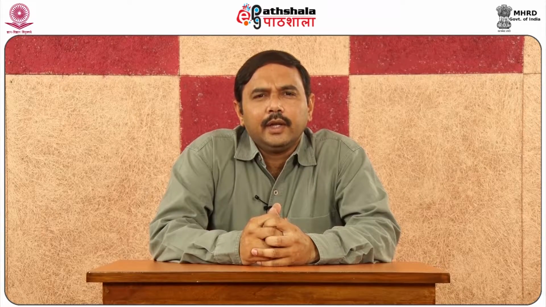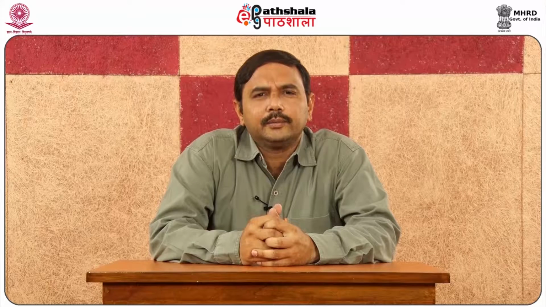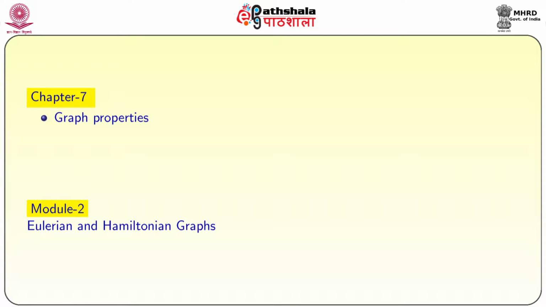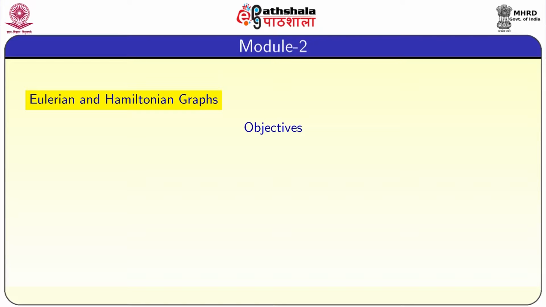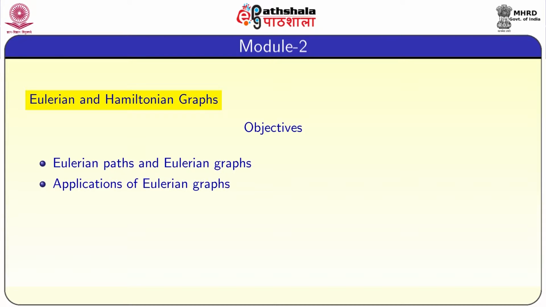Euler gave a necessary and sufficient condition for a graph to be an Eulerian graph. In this module, we are going to discuss Eulerian and Hamiltonian graphs. The learning objectives of this module are Eulerian paths, Eulerian graphs, applications of Eulerian graphs, Hamiltonian paths and Hamiltonian graphs.